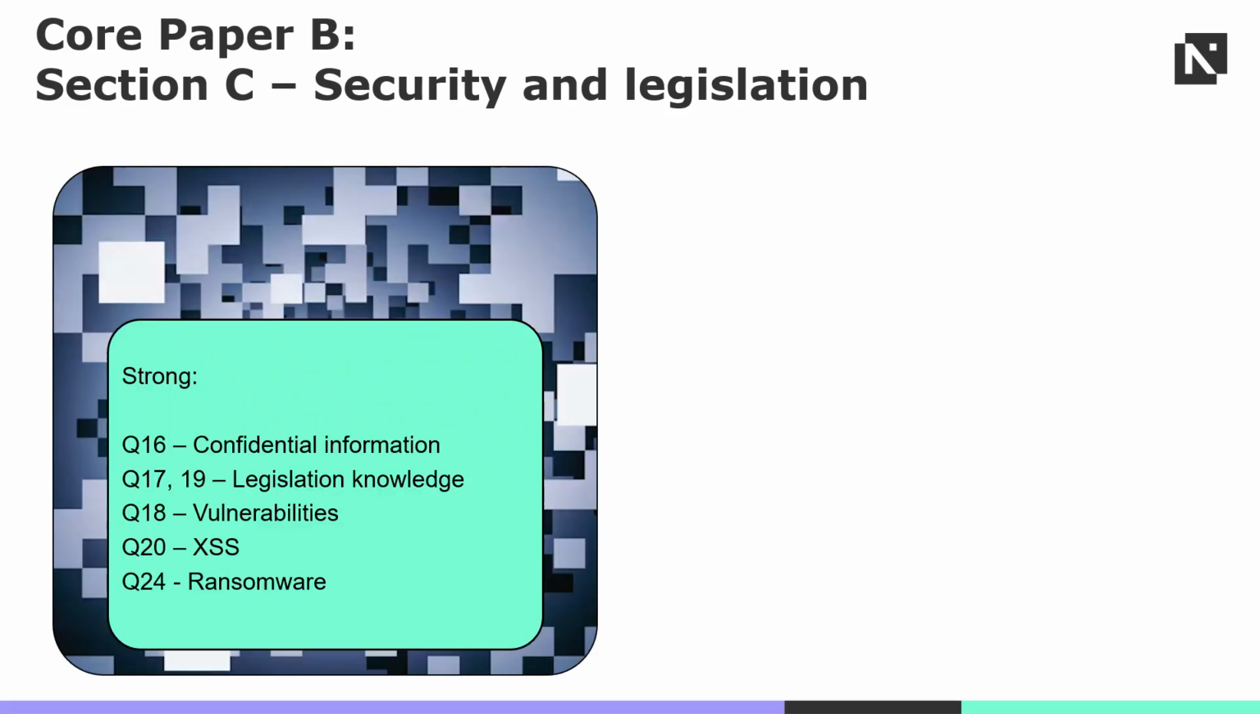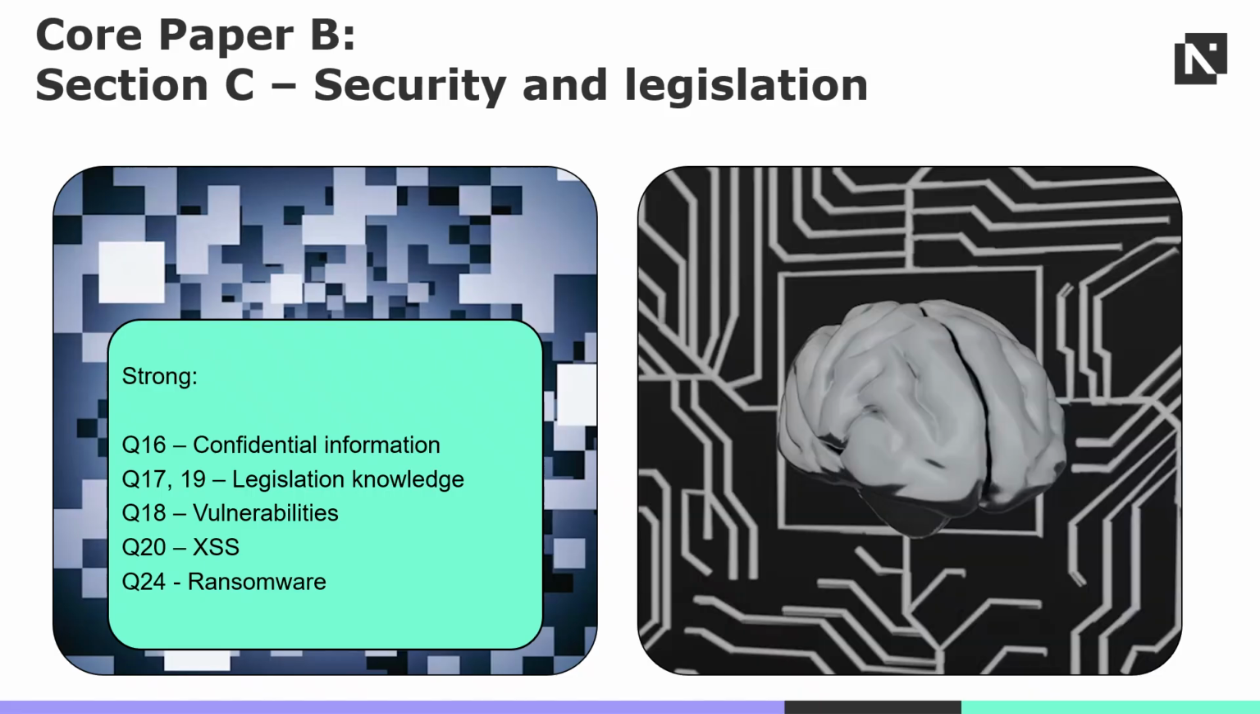And now we'll look at Core Paper B Section C, which was security and legislation. So in terms of strengths here, questions 16 to 20 and question 24, students could identify things like legislation, vulnerabilities, cross-site scripting behaviour, and could produce strong answers on ransomware. This was particularly clear in question 24, where the 12-mark question produced some high marks.